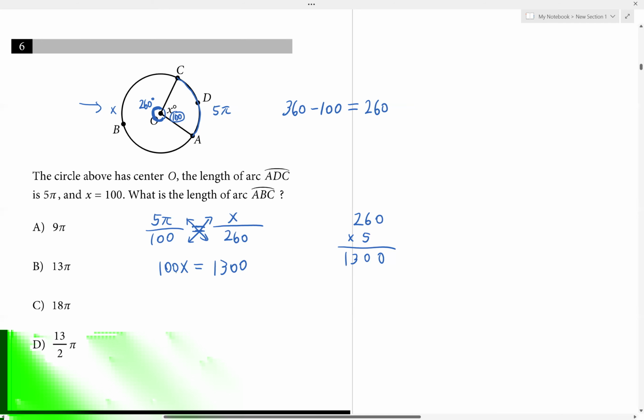And then we have to divide it by 100. Oh, don't forget the pi, 1,300 pi. And then to solve for x, we have to divide by 100 on both sides. We get x equal to 1,300 pi divided by 100. You can cross out these two zeros, right? So it'll be 13 pi. Okay, 13 pi, which is letter B for our final answer.